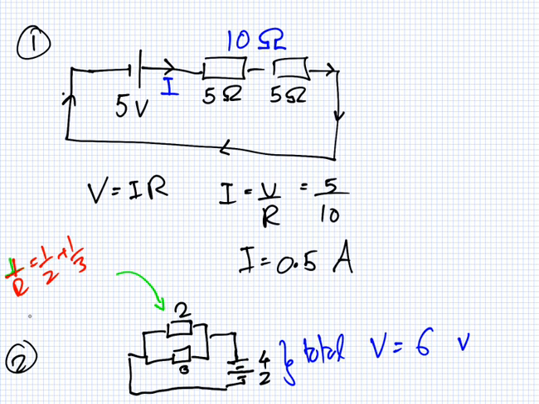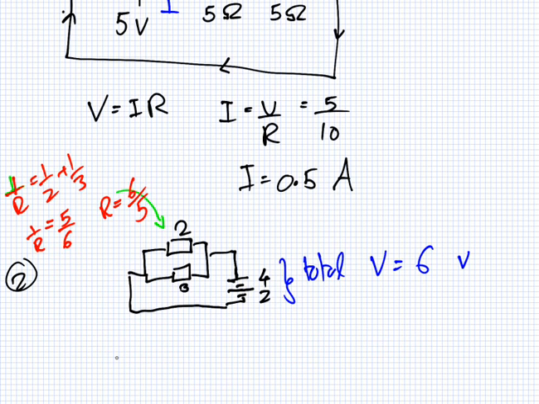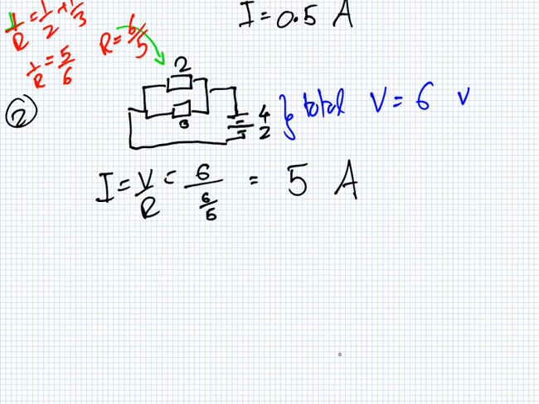1 over R equals 1 over 2 plus 1 over 3. So 1 over R equals 5 over 6, isn't it? So R equals 6 over 5. What do I ask for? Is it the I again? Yeah. So I equals V over R, which will equal 6 over 6 over 5, which will equal 5 amps. So that's the I here.